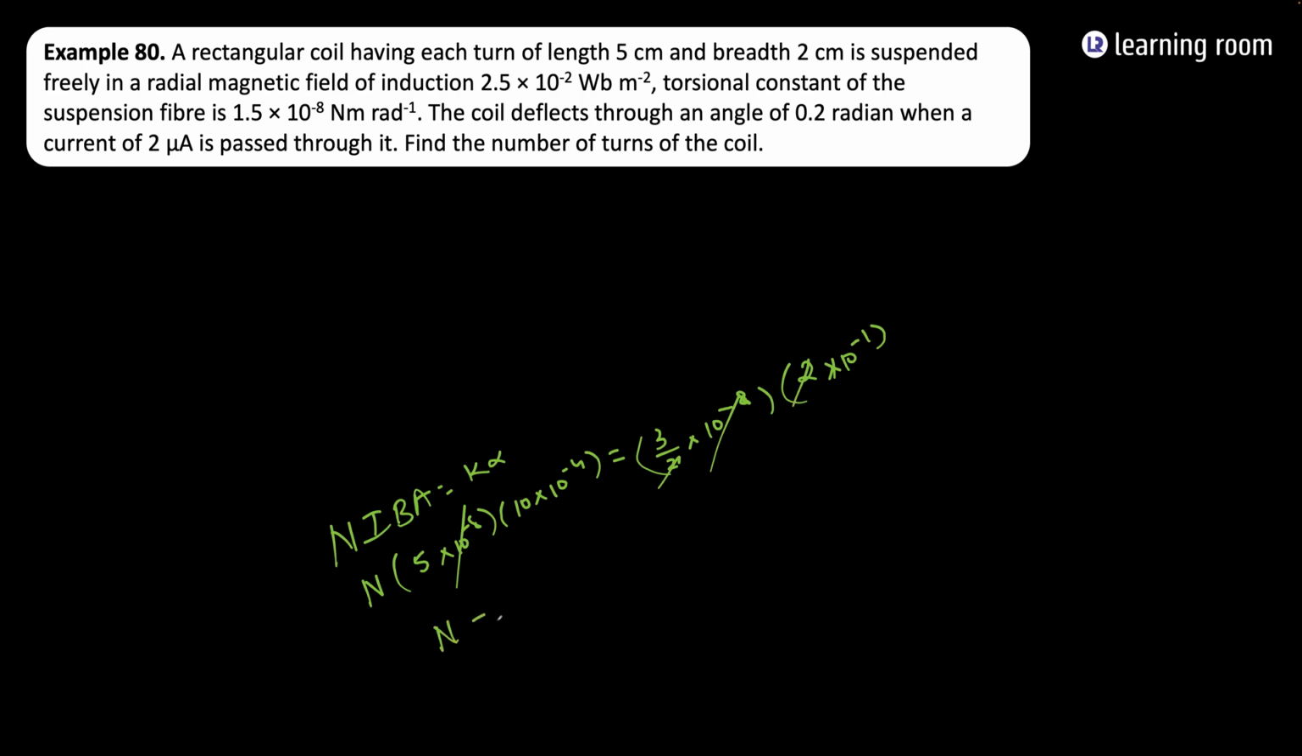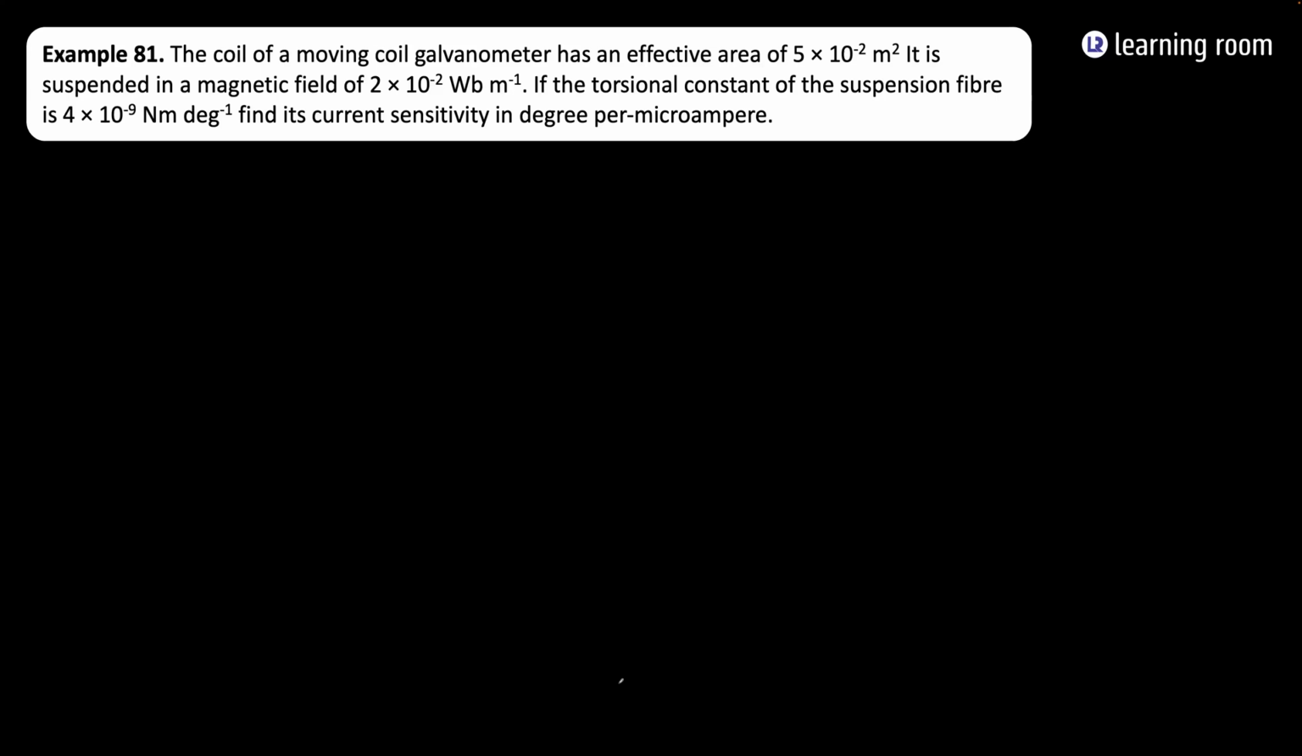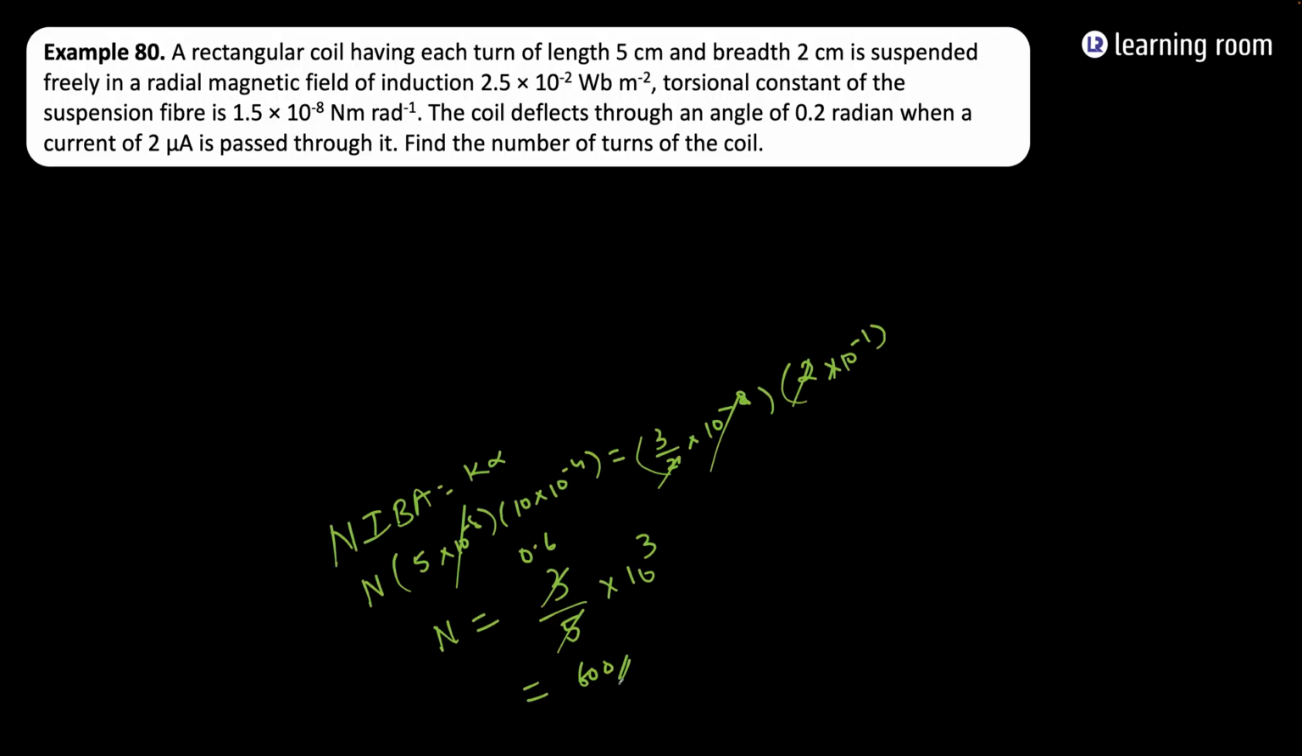So N will be equal to how much? 3 divided by 5 into 10 power minus 3. It will go to that side as 10 power 3. So 3 divided by 5 is 0.6. So 0.6 into 10 power 3 should give you 600. That's the number of turns. How many of you got it? That would be 600. I don't have the answer, but I hope you understood. Answer 600 turns is right.